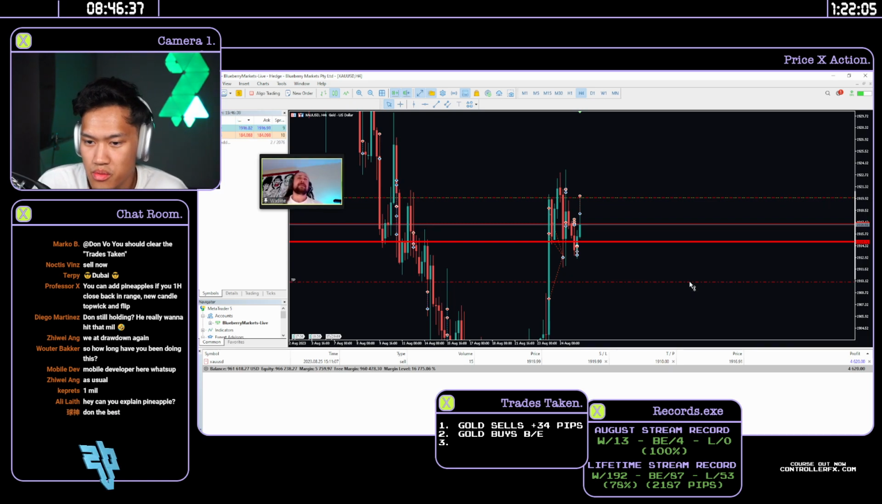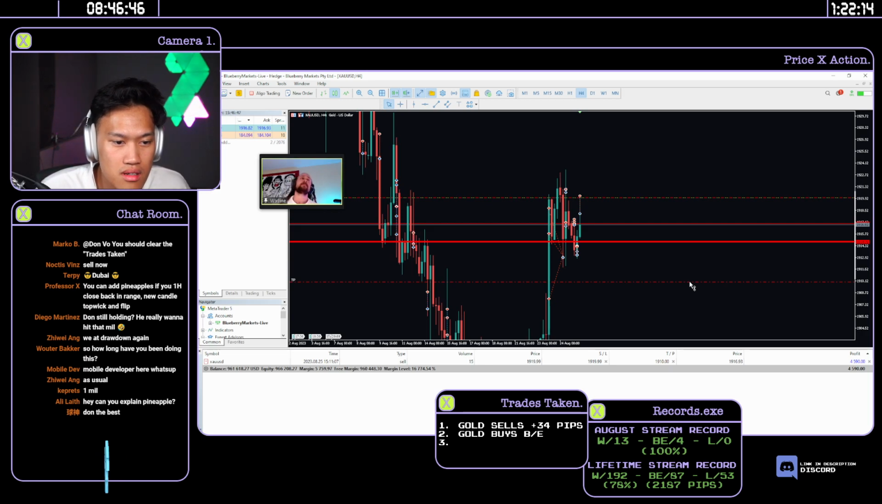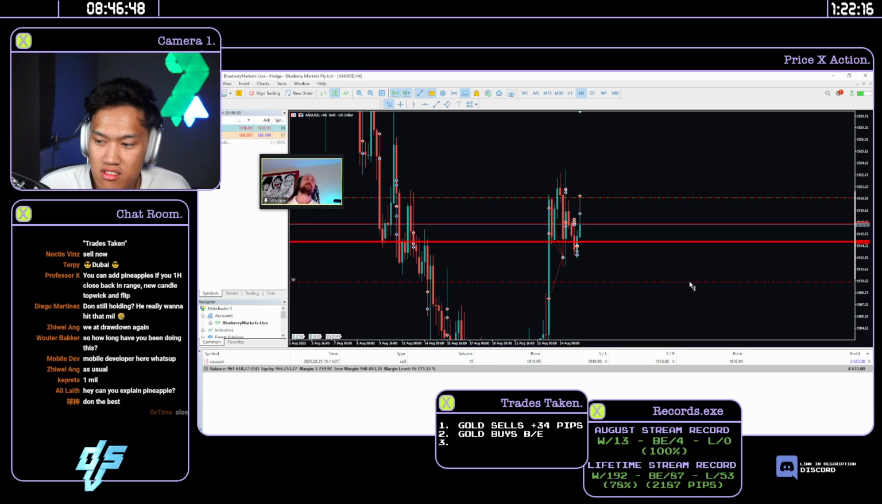4-hour flip really is all we want here. If you can flip and break the lows and close below the range, you're looking good. Chat, who's still in right now? We got drawdown again as usual.